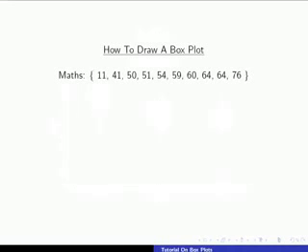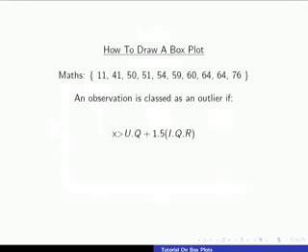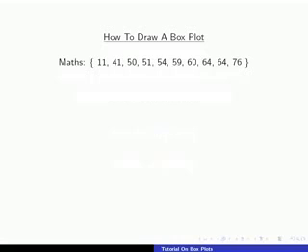So here we have our marks for Maths ordered from lowest to highest. The first thing we need to be aware of is how to classify one of our observations as an outlier. If our observation is greater than our upper quartile plus 1.5 times our interquartile range, or is lower than our lower quartile minus 1.5 times our interquartile range, then our value will be denoted as an outlier. In order to classify any of our observations as outliers, we need to work out a few other calculations first.